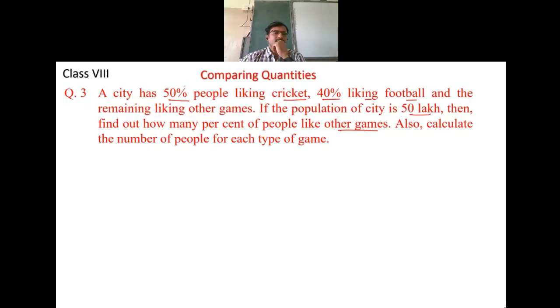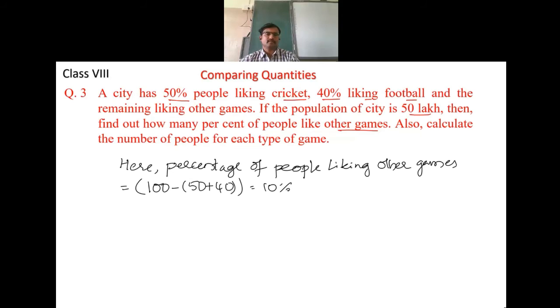50% means 50 by 100, which is 25 lakh. 40% is 20 lakh. And 10% is what is left out. From the total 100, we need to subtract 50 as well as 40, and we get the remaining as 10. So it's very easy. The percentage of people liking other games will be 100 minus the sum of 50 plus 40, which will become 10%.